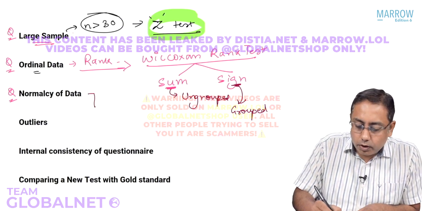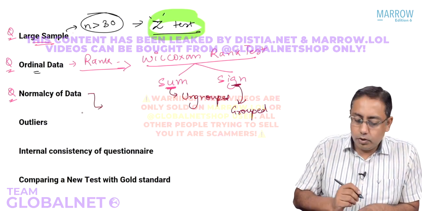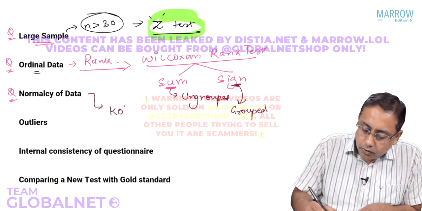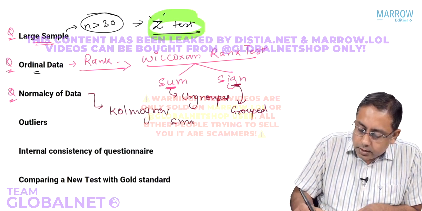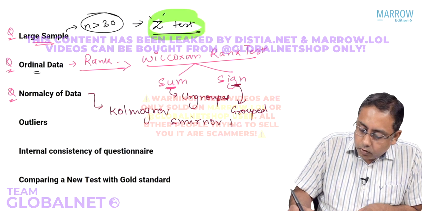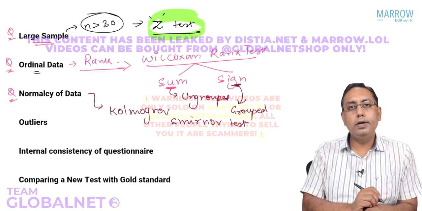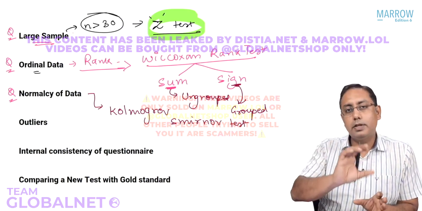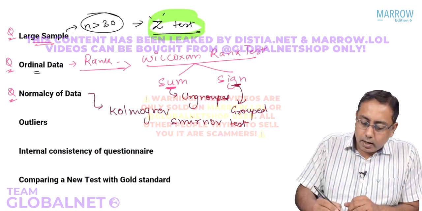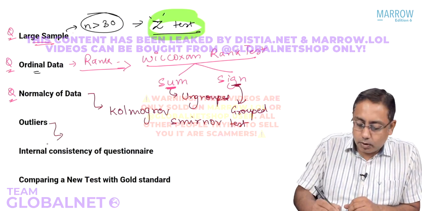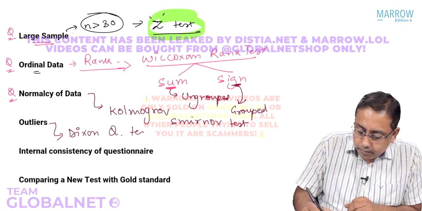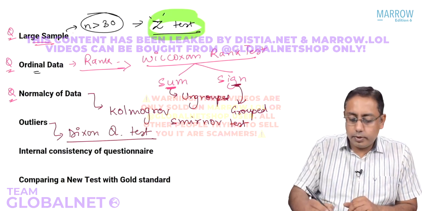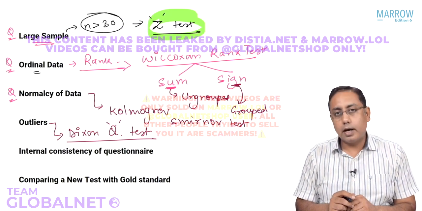How do you check for normalcy of data? Normalcy of data is checked by the Kolmogorov-Smirnov test. Kolmogorov-Smirnov test is going to tell you whether the data is normal or not. How do you check for outliers? Outliers are checked using a Dixon Q test. Dixon's Q test is done to check for outliers.